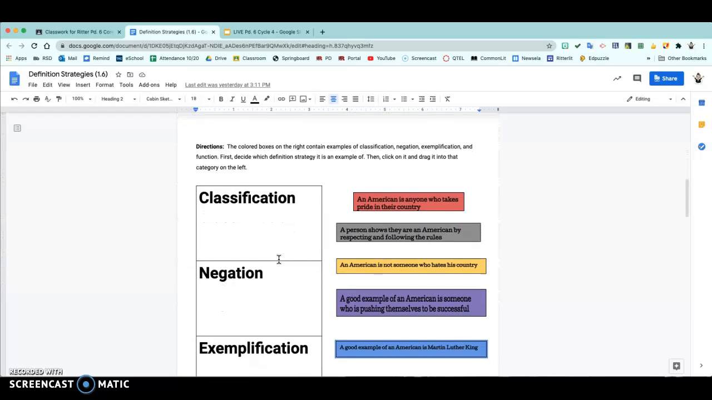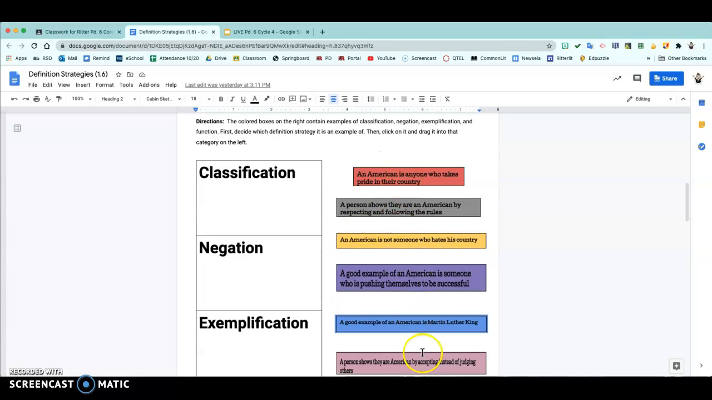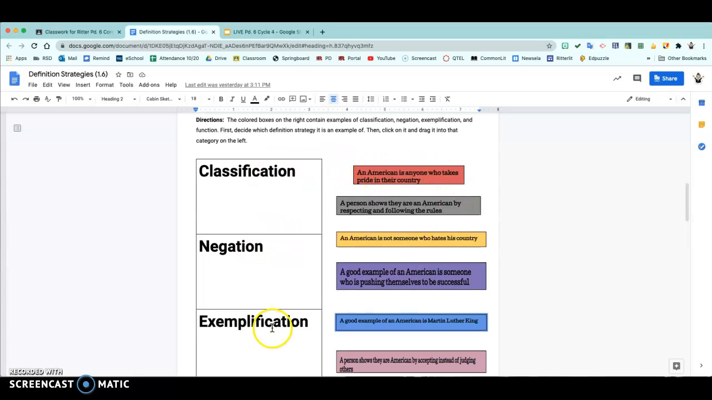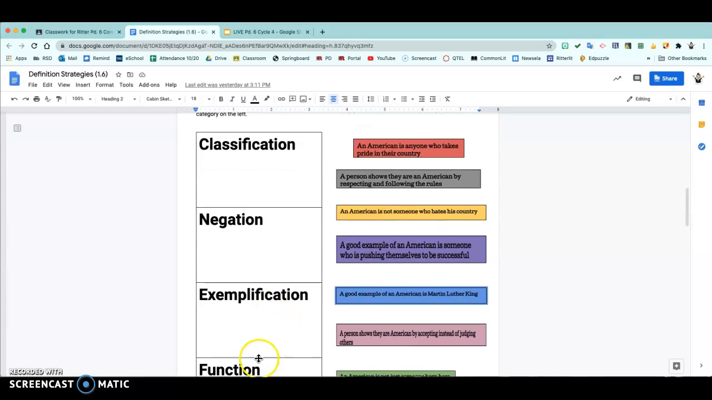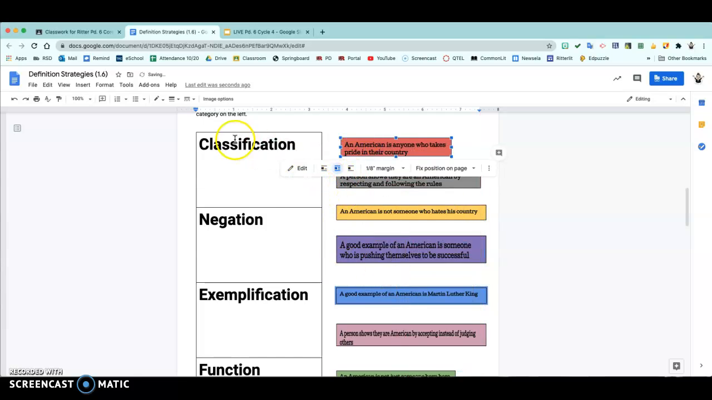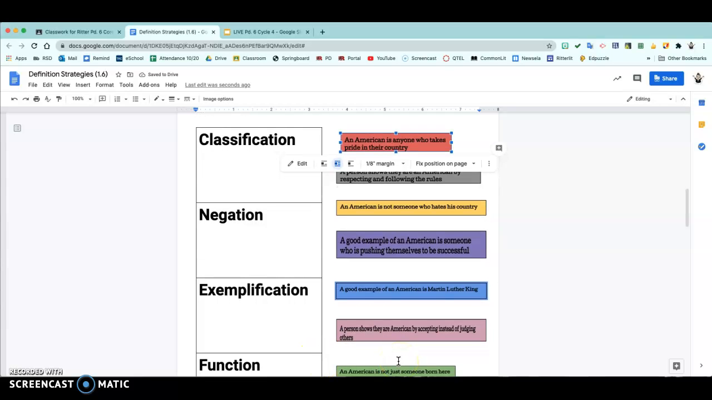So on this page, you'll see that there's a bunch of examples here in these colored boxes. What we did in class was read each of those and then decided which of the definition strategies it belonged to, and then you can click and drag them to arrange them next to the words that you think they go with.